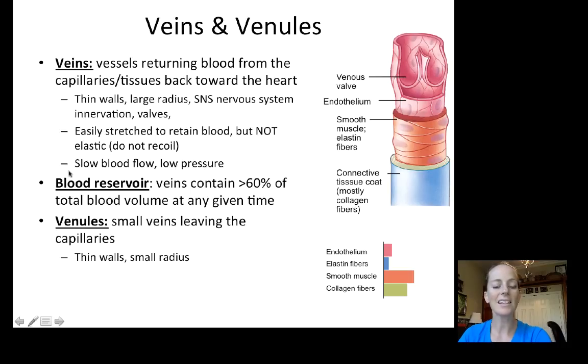So because they are slow flow, because they are large, the veins at any given time in the body contain about 60% of the total blood volume. That's because the blood is kind of pooling in the veins. The venules then are just the tiny veins that are just leaving the capillaries. They have very thin walls, very small radius.